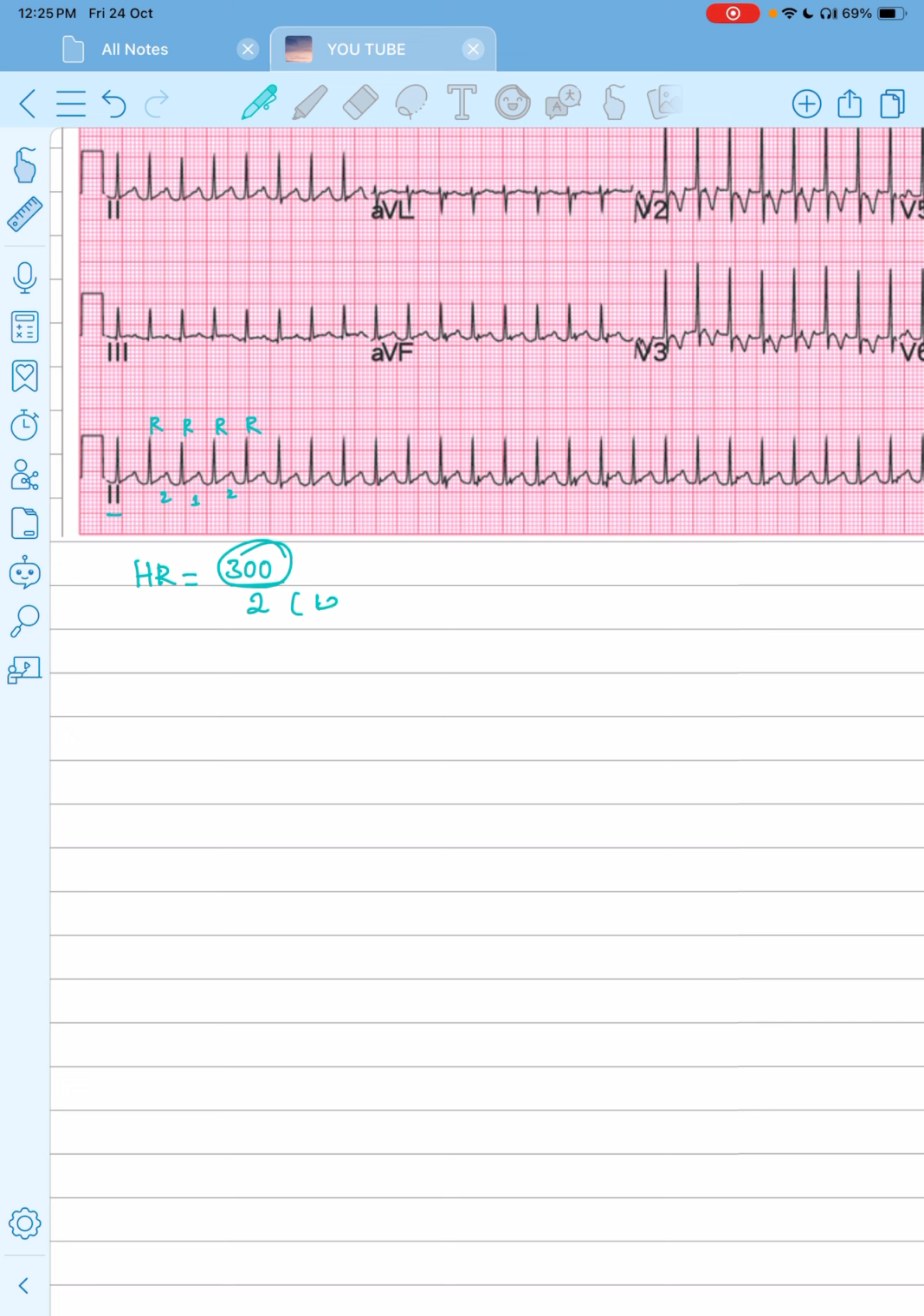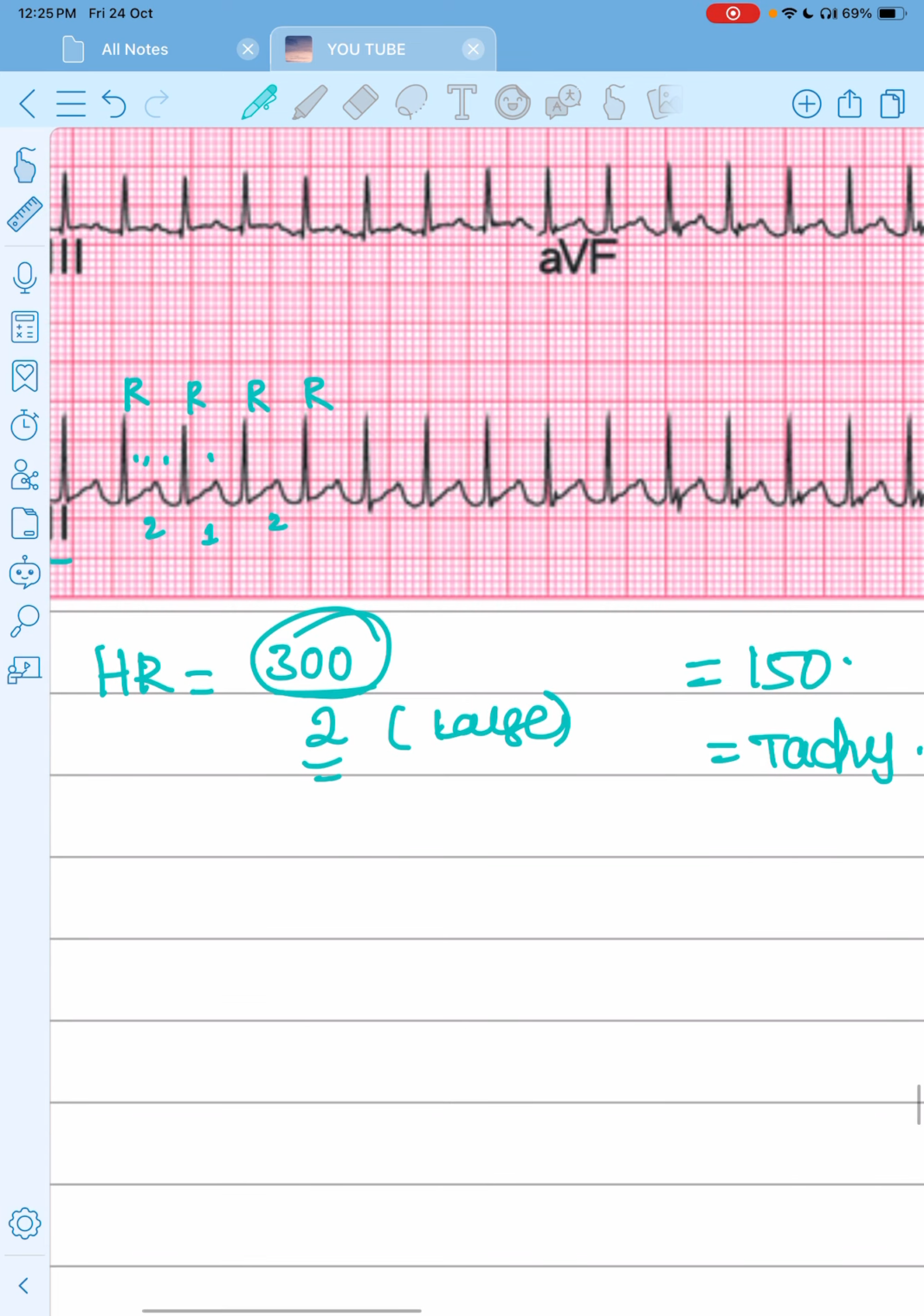number of large boxes. So here the number of large boxes is 1. Here, if you can see, this is 1 or 1.5 something. Here 1, 1.5. So even with 2, it is 150, which is more than 100. So this says it is tachycardia. And if you carefully see the QRS complexes, it is occupying one small box.